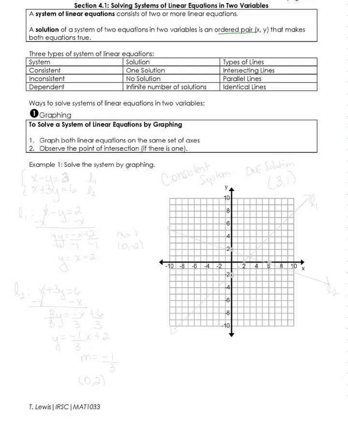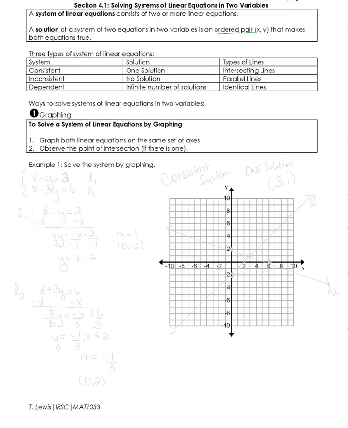So as we look at solving systems of linear equations in two variables, there are three ways that we're going to be able to find the solution or solutions. The first way would be by graphing. The second way by the substitution method. And the third way by the elimination method. We're going to go over in this chapter each of the different methods that we're going to use to solve systems of linear equations in two variables.